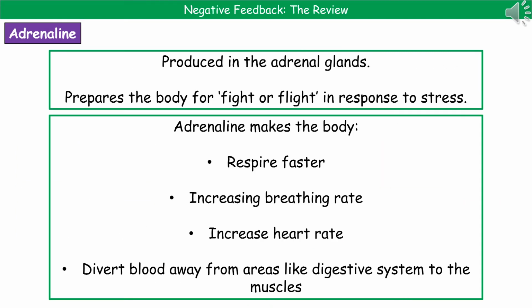So the second example we need to know about is adrenaline. Adrenaline is produced in our adrenal glands, and it prepares the body for the fight or flight response to stress.